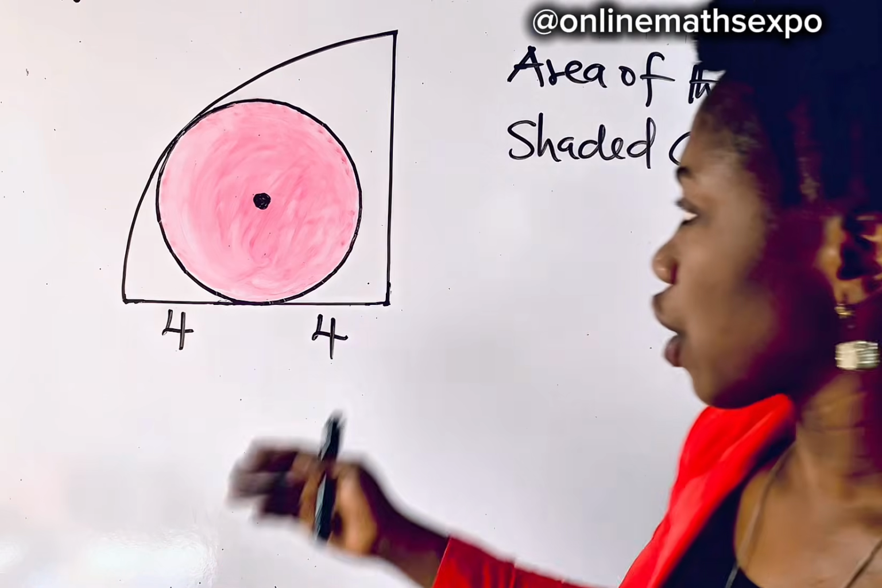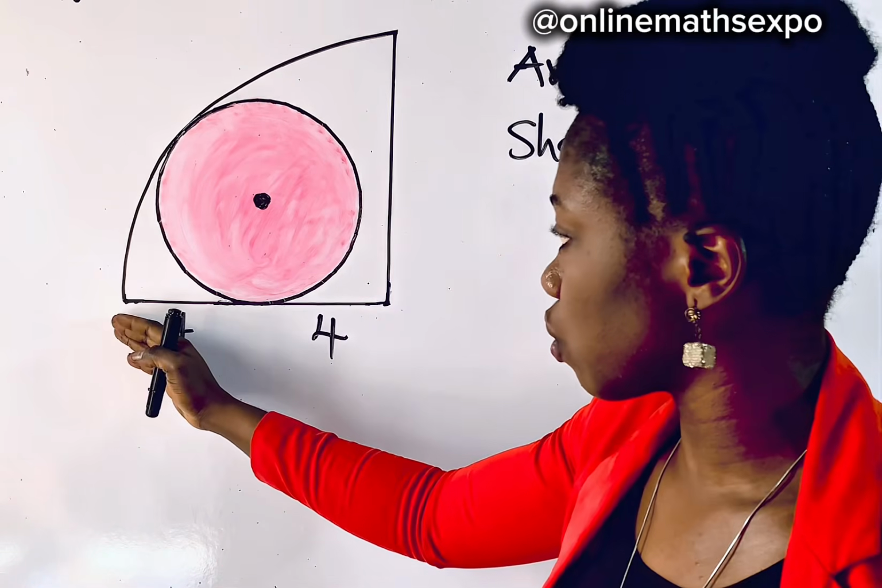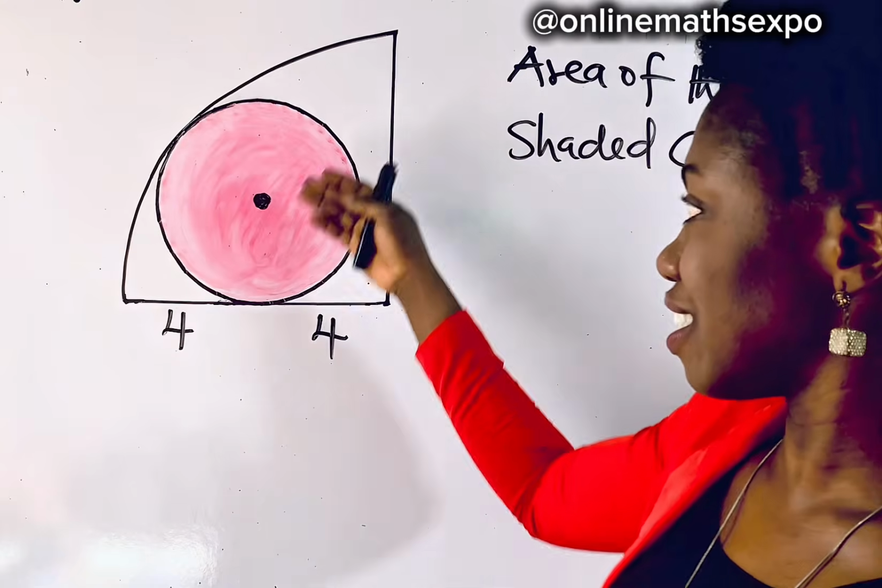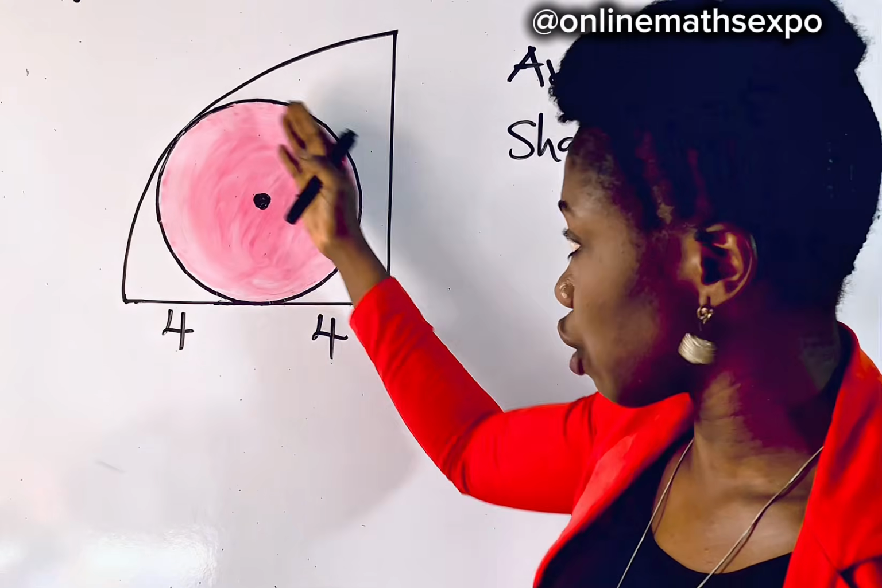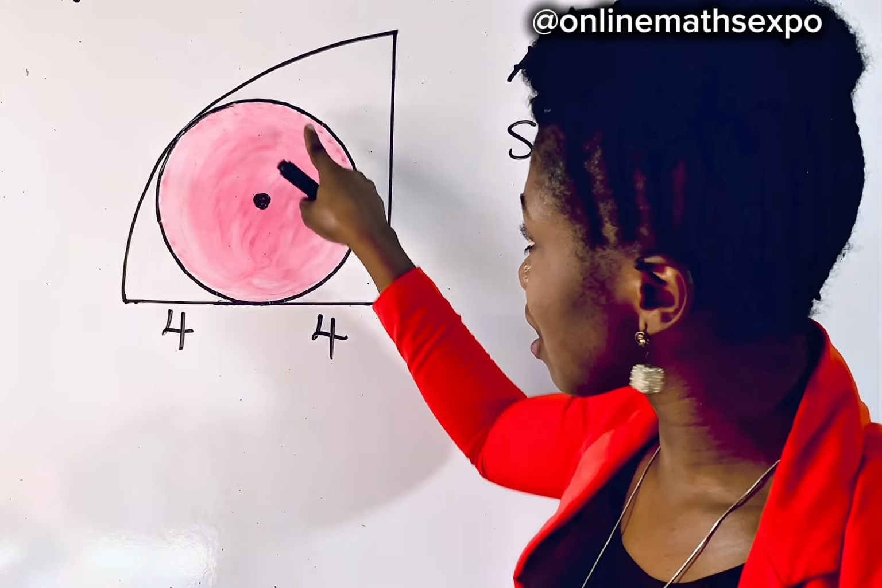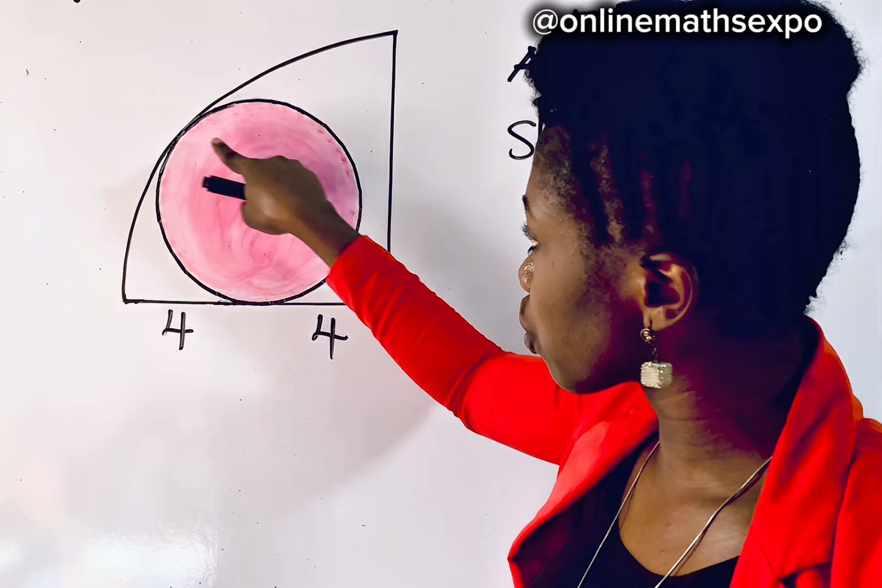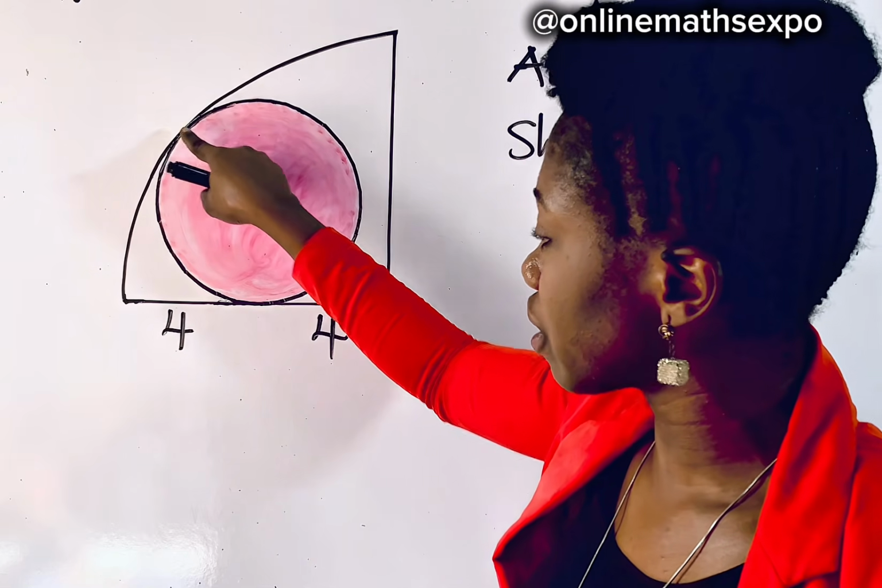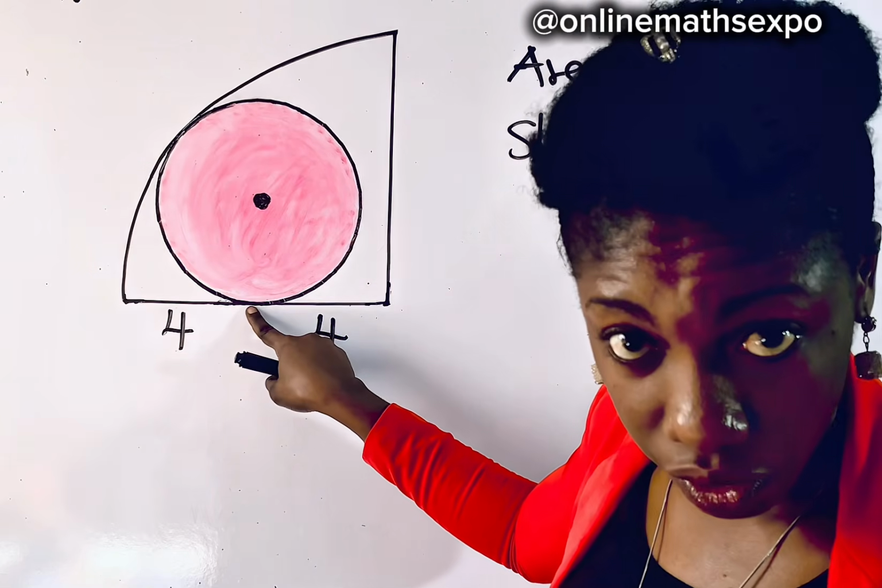We are given a quarter circle. This is a quarter circle. Inscribed inside is a full circle. This is a full circle, such that the circumference of the circle is touching the quarter circle at this point and also touching it at this point.